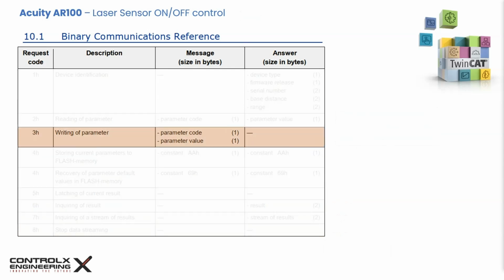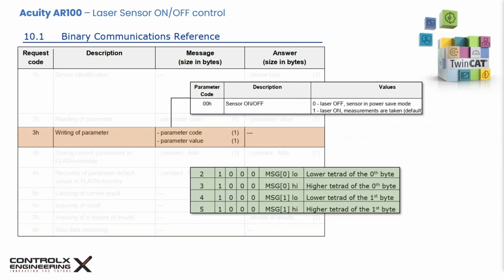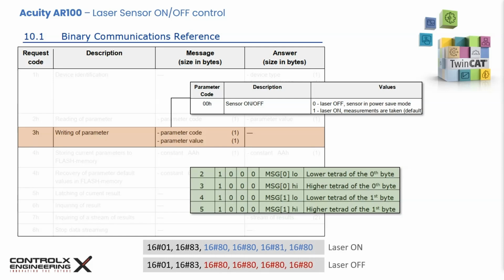Turning the laser on or off requires using request code 3, which is writing of parameter and then specifying the 2 message bytes, which are the parameter code and the parameter value. Elsewhere in the documentation, it specifies that controlling the laser on or off requires parameter code of 0 and value of either 0 or 1 to turn the laser off or on, respectively. So we have to use the remaining 4 bytes of the request to send the parameter code and the parameter value. Parameter code is sent as message 0 and parameter value is sent as message 1. Thus, the complete request will require sending these 6 bytes to turn the laser on and these 6 bytes to turn the laser off.